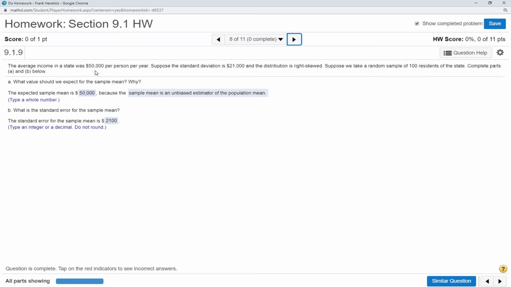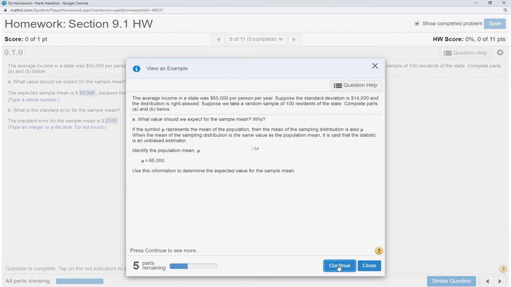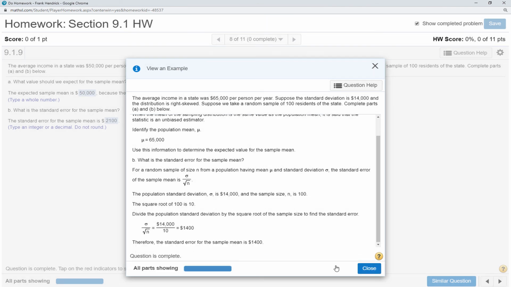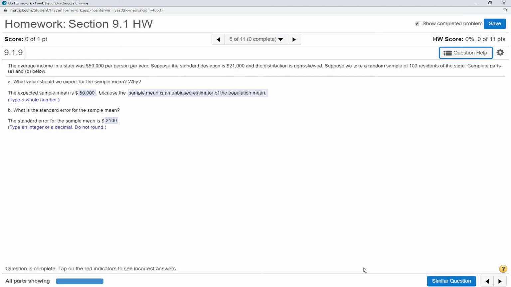The average income in the state was 50,000, and the standard deviation was 21,000, and it was right skewed. We should expect 50,000 for the sample mean. The sample mean is an unbiased estimator of the population mean. What is the standard error? So we have our standard deviation and we have our n, so we can find the standard error. It's 1400 there. So that's how you find the standard error.